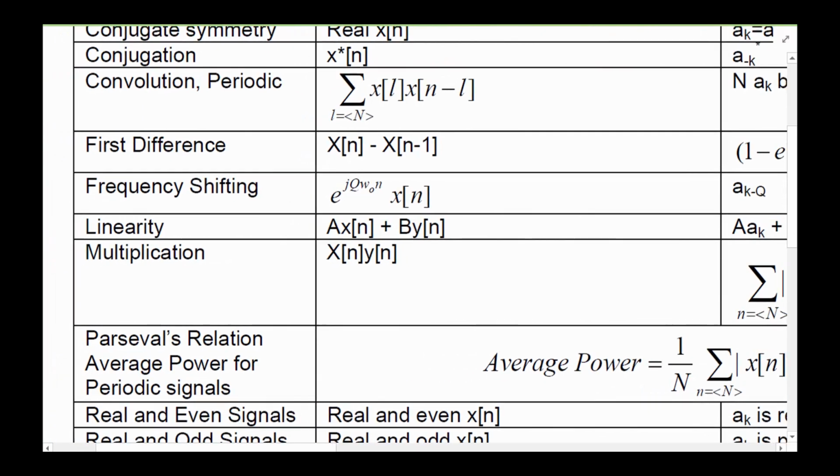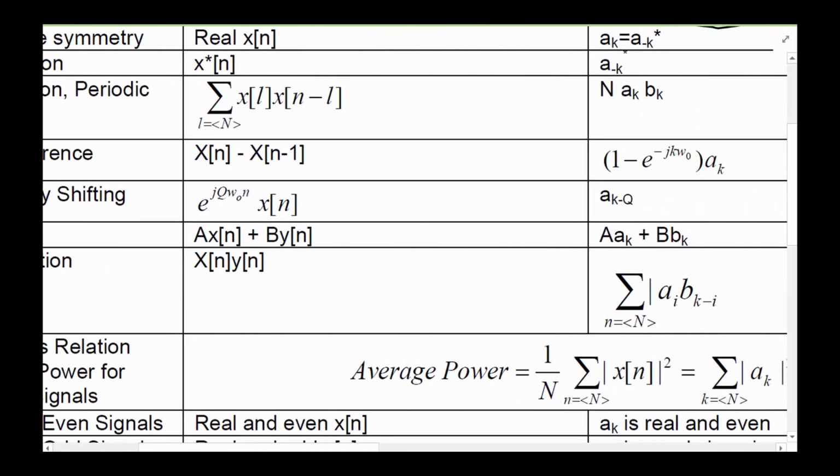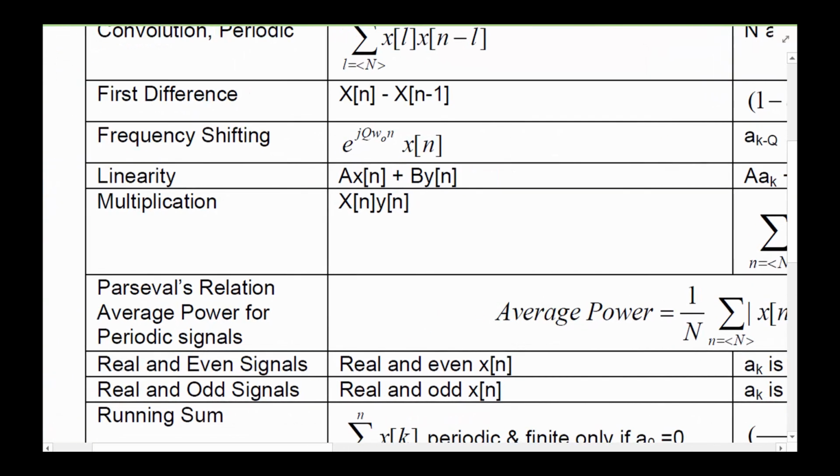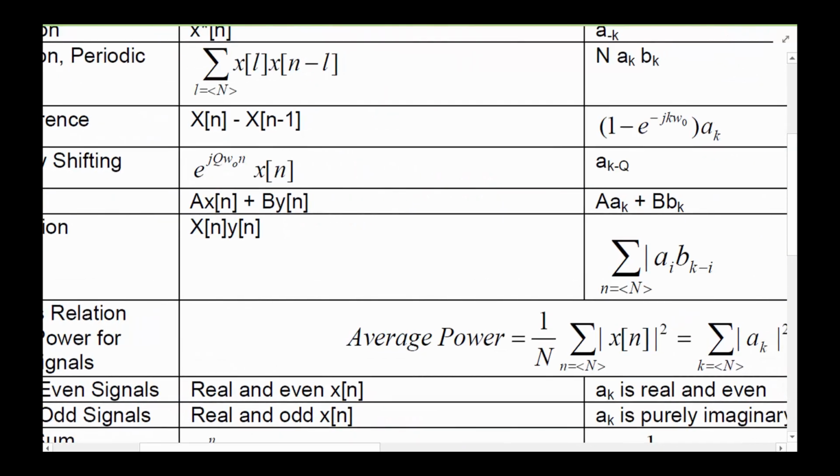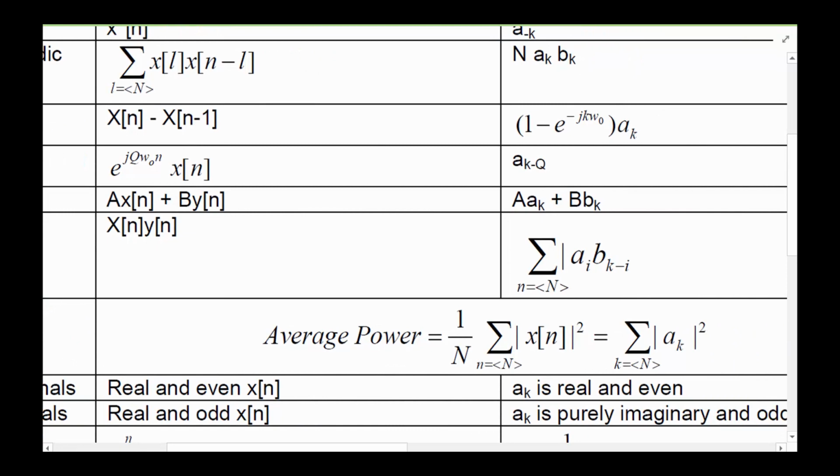And then linearity allows us, in discrete time, such that we have one function multiplied by a and another function multiplied by b, the same thing would happen to their coefficients when they go to the other side. Multiplication in discrete time will end up being more or less a convolution in discrete time.